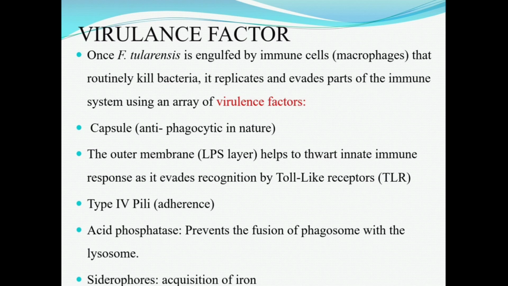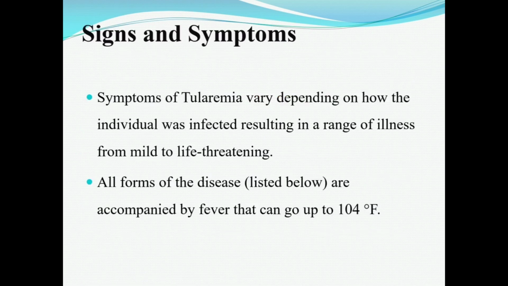Now let me see about the virulence factors of the bacterium. Once Francisella tularensis is engulfed by the immune cells, the macrophages that routinely kill bacteria, it replicates and evades part of the immune system using an array of virulence factors. The capsule is antiphagocytic in nature. The outer membrane LPS layer helps to ward off the innate immune response as it evades recognition by the toll-like receptor, TLR. Type 4 pili aid adherence. Acid phosphatase prevents the fusion of phagosomes with the lysosome. Siderophores aid acquisition of iron. These are the virulence factors of the bacteria.